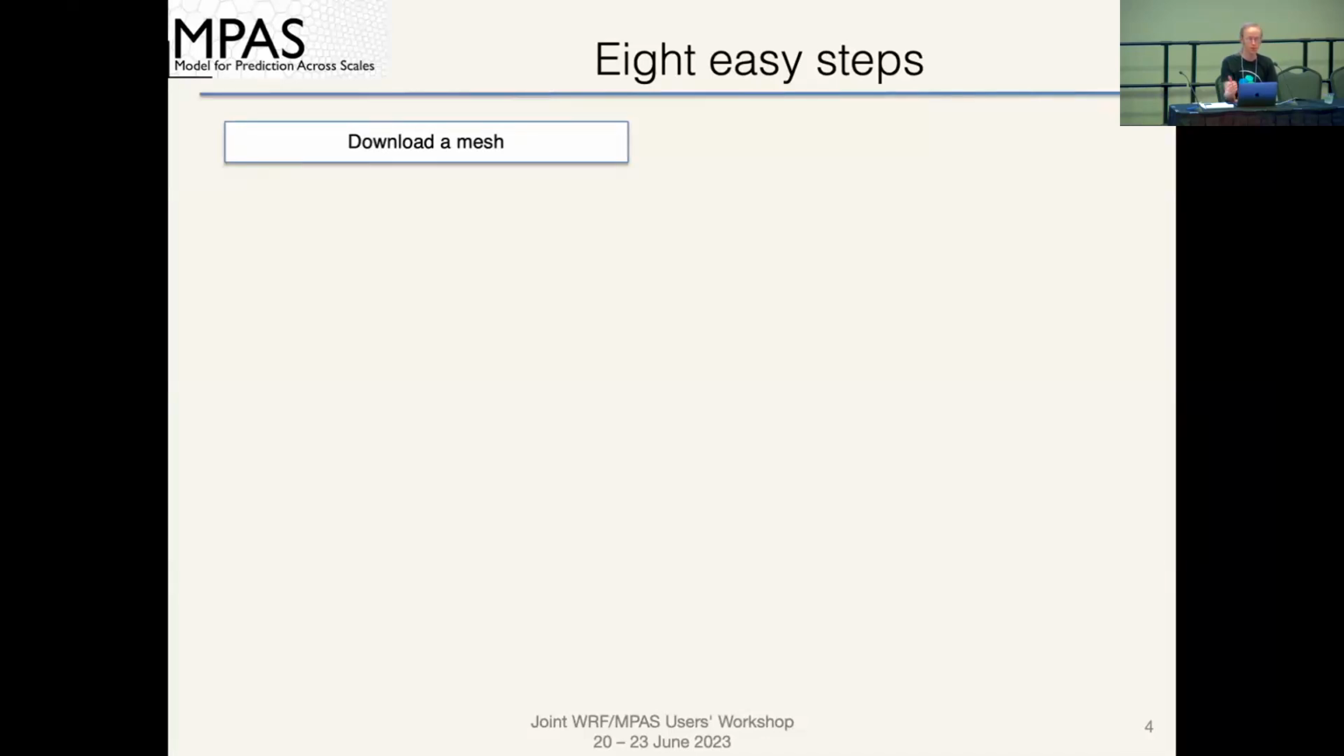So as a consequence, you need to download a mesh. And there's a mesh download page where you can download quasi-uniform meshes and also variable resolution meshes. So that's the first step.